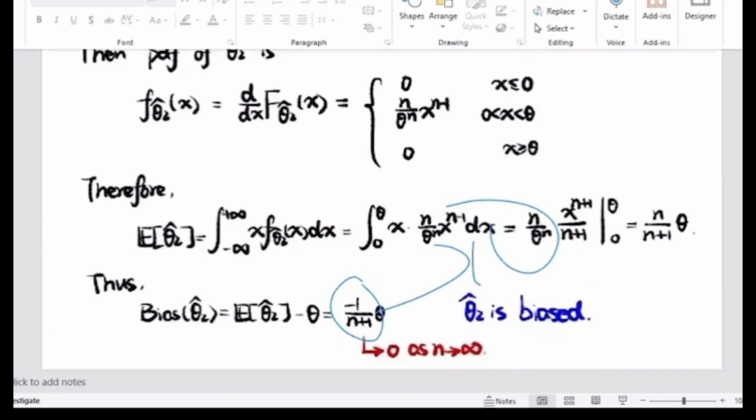Does that make sense? Okay, now what are we going to do next? What we want to do next for this estimator is compute the variance. After that, the combination of the variance and the bias will give us the mean square error. Now, let's move it forward.